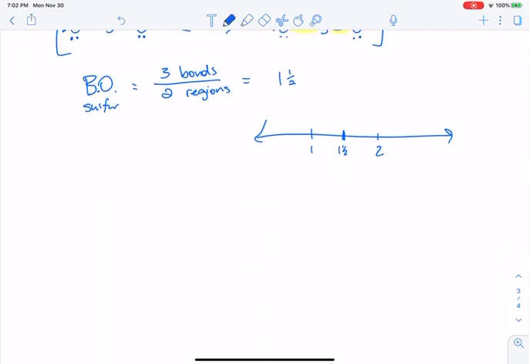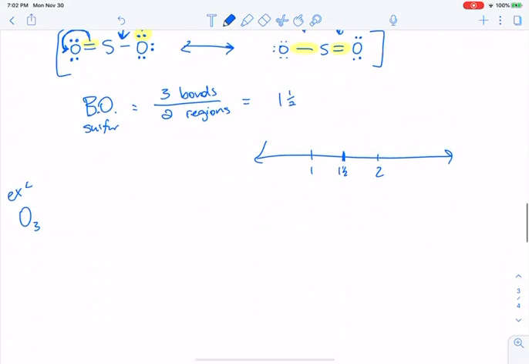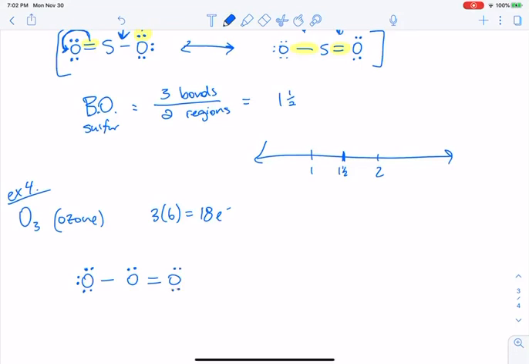Okay, let's do our final example, which is example 4, ozone. Ozone is O3. Yes, the stuff in the sky that protects us from the sun. Oxygen's in the 6th group, so it has 3 times 6 valence electrons, which is 18 total. We have oxygen, oxygen, oxygen. And I believe it looks something like this. 2, 4, 6, 8, 10, 12, 14, 16, 18.